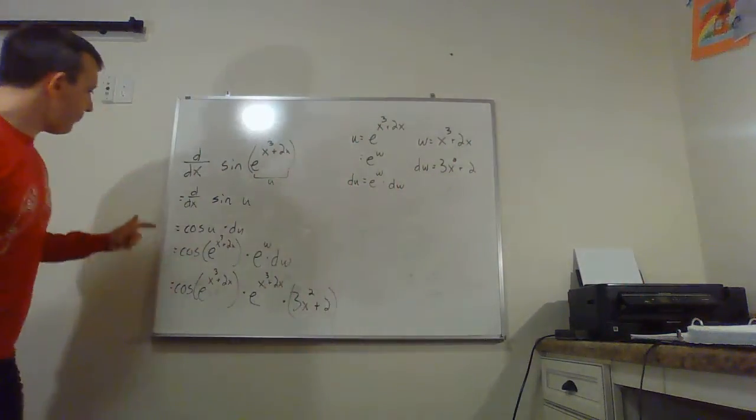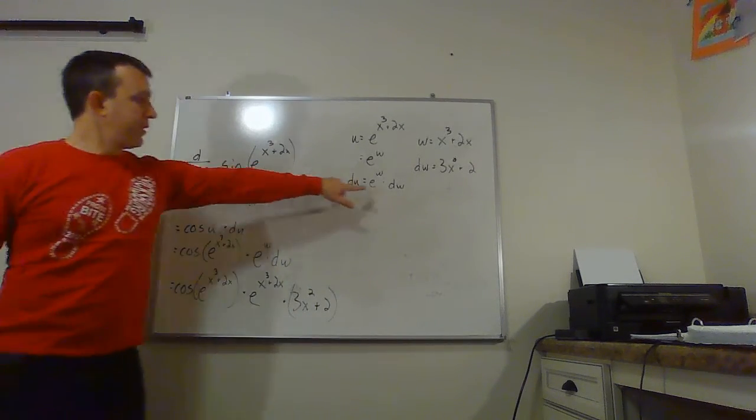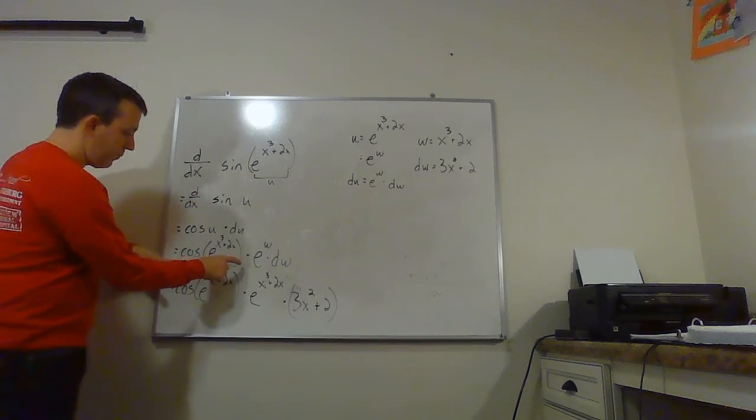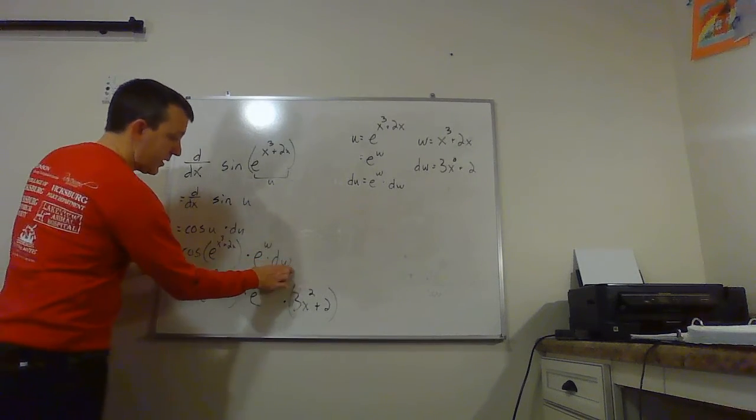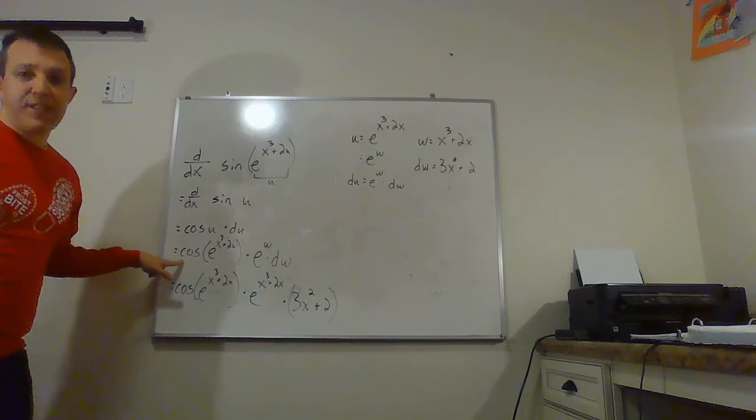So I bring it back. Derivative of sine is cosine, so I get cosine u times du. Du is this mess, so I put in what u is times du, and then I replace my w and dw as well. So take the time to walk through that.